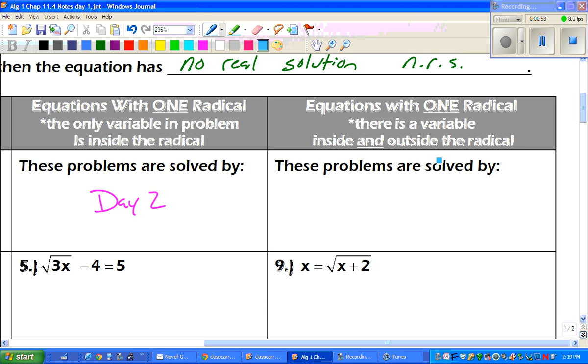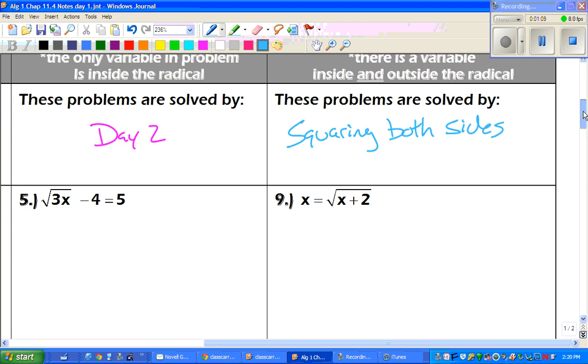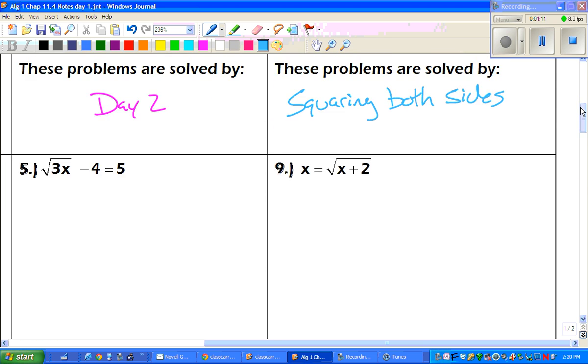Now, the way we solve that is we're going to solve it by squaring both sides. Okay? So, number 9. We talked about how we put this in parentheses, and then we want to square to cancel. So we do that to both. Okay, so now we're left with x squared equaling x plus 2.